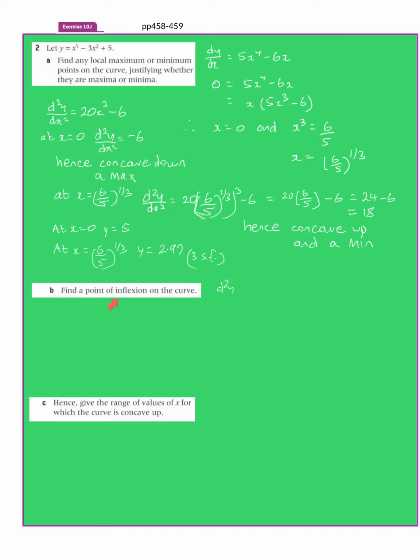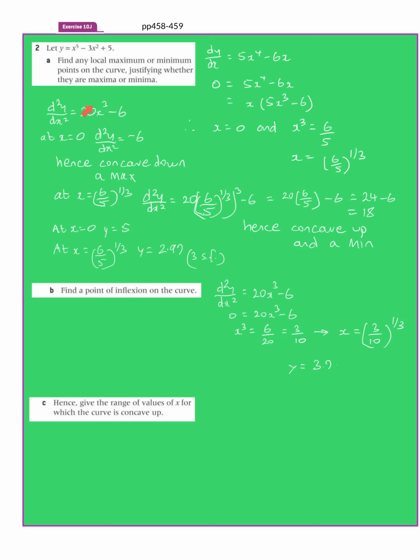Okay, and B, find a point of inflection on the curve. Point of inflection is where the second derivative equals 0. Second derivative is up here. We equate that to 0. We solve for x. X cubed is equal to 6 on 20. And therefore, x is equal to the cube root of 3 on 10. Now we need to find the corresponding y value.